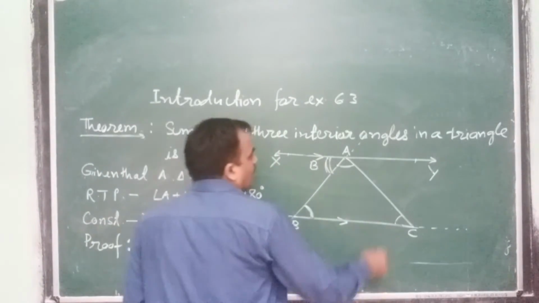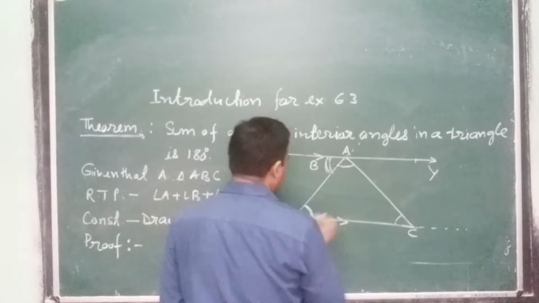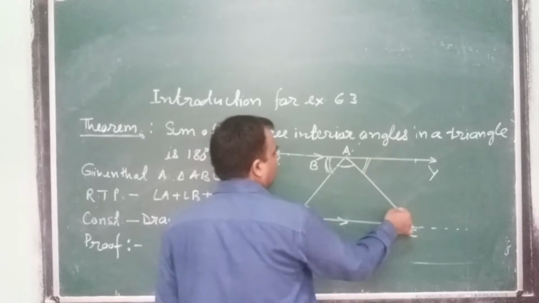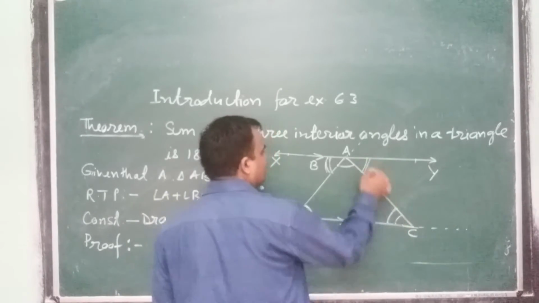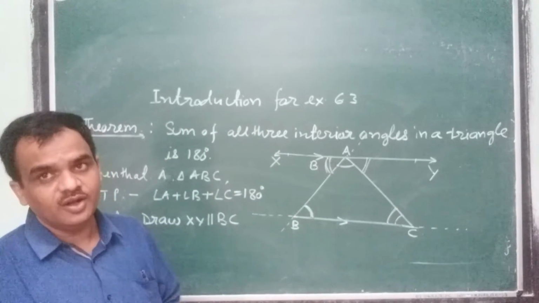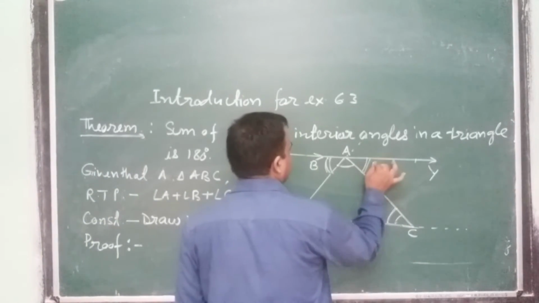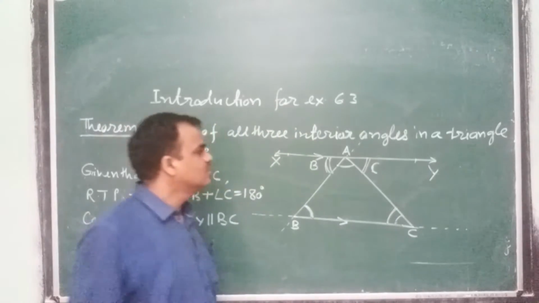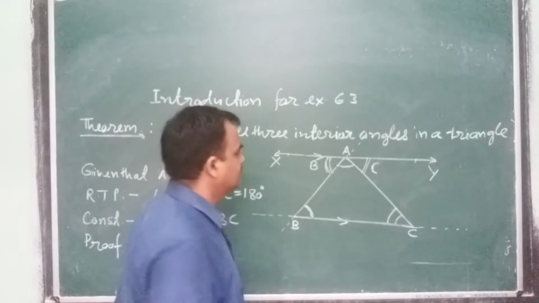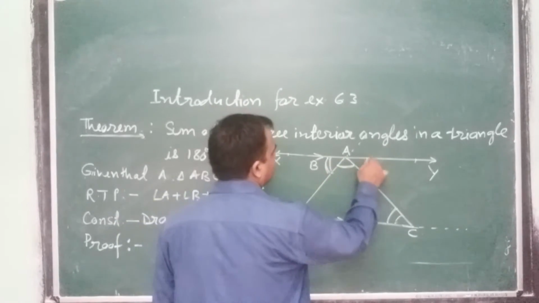Similarly, this is the transversal. XY and BC are parallel. So clearly this angle and this angle, these two angles are again alternate interior angles. Then obviously they are equal. So we can say that this angle is C. So here at this very point A, we have got three angles. One angle A itself, another angle B, and the third one angle C.